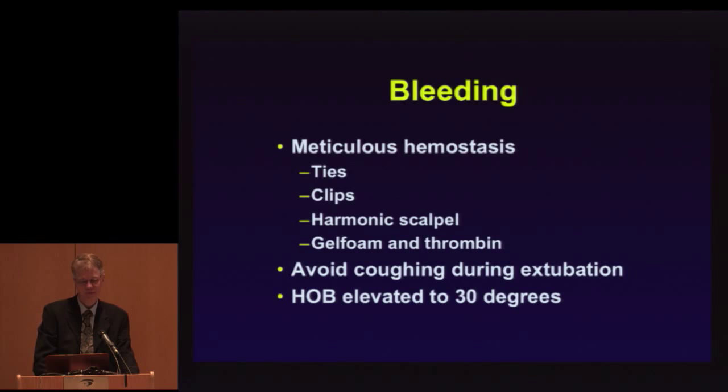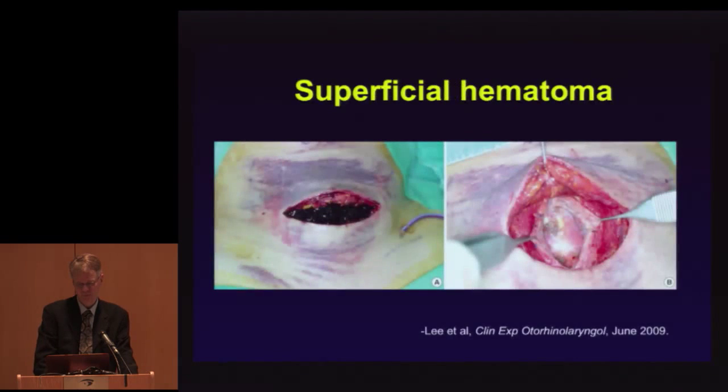The other thing that we always worry about is bleeding, of course, and we want to just use meticulous hemostasis when we're doing the thyroid surgery. We tie off the little blood vessels, clip them, use harmonic scalpels. We have various agents that we can put in the neck to help clotting. We avoid any coughing during the extubation, and we keep the head of the bed elevated at 30 degrees.